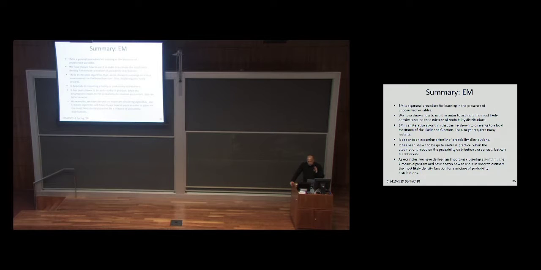But first of all, what have we done about EM? We said that EM is a general procedure for learning in the presence of unobserved variables. We showed how to use it in order to estimate the most likely parameters, or the most likely density function, if you want, of a mixture of probability distributions. I don't know if I used this terminology before, but basically, the two examples that we gave, you can think about as a mixture.